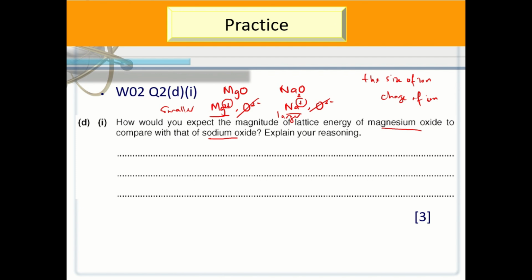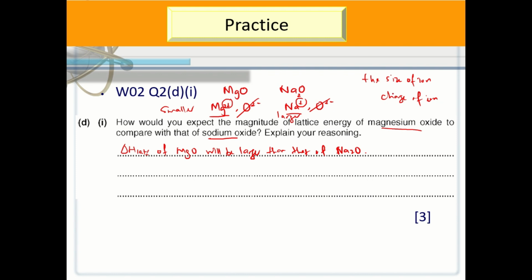We will answer this question part by part. The first part: how would you expect the magnitude of lattice energy of magnesium oxide to compare with that of sodium oxide? The lattice energy of magnesium oxide will be larger than that of sodium oxide. Because we are only talking about the magnitude, there is a stronger ionic bond between magnesium ion and oxide anion. So the energy that is released will be more, so lattice energy will be larger.